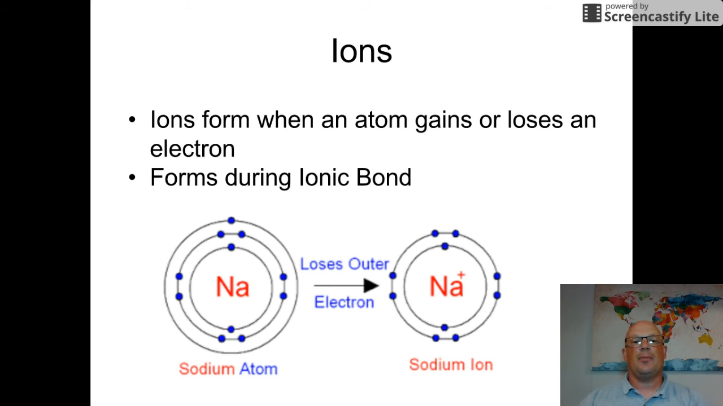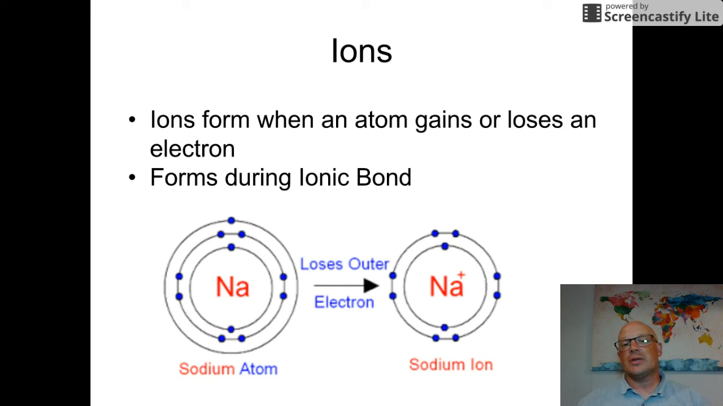If it gives up that one electron, it becomes a positive sodium ion. The reason that it's positive is because electrons are negative. As it gives away an electron, it has more protons than it does electrons, and so it has a positive 1 charge. Those first two columns or families are going to give away their electrons easily to be able to have that full outer ring.